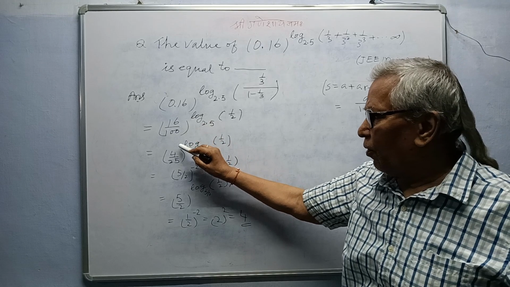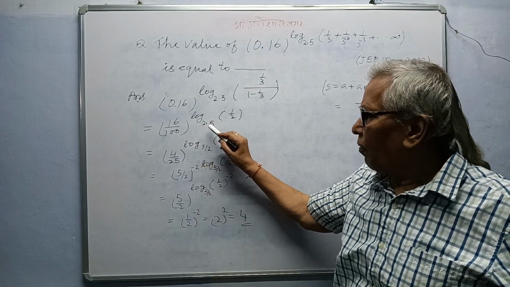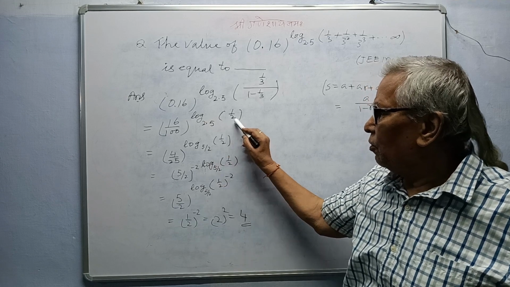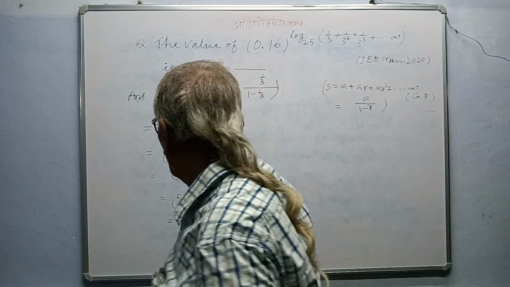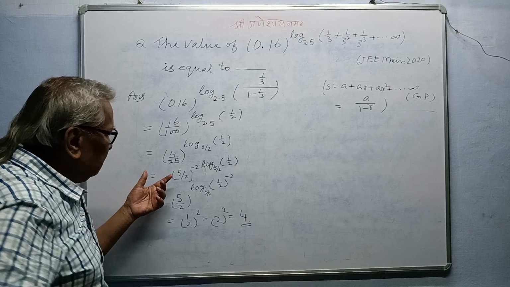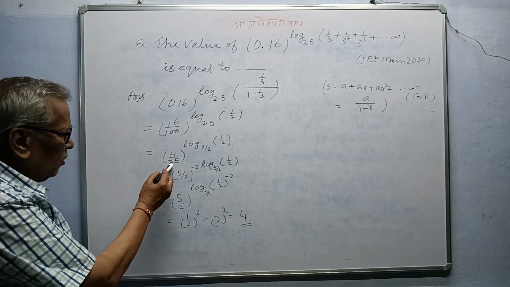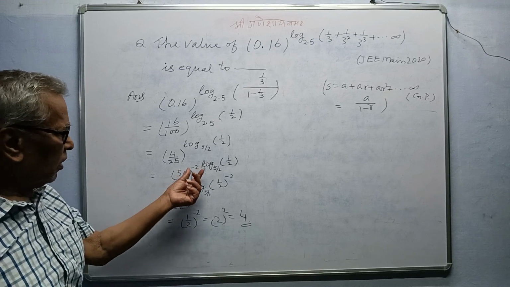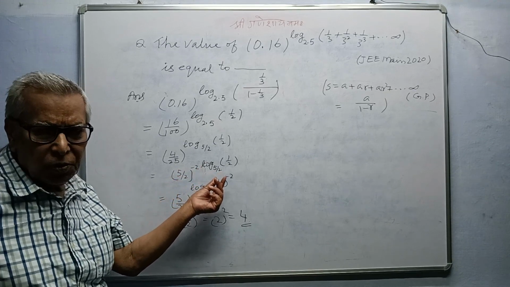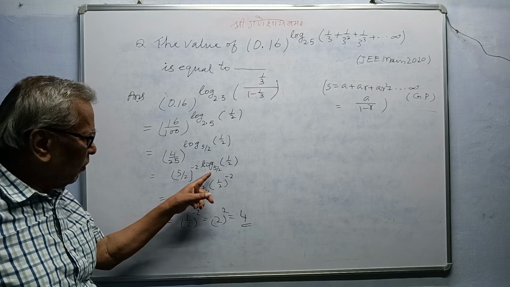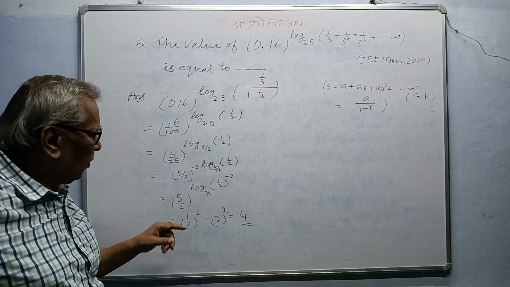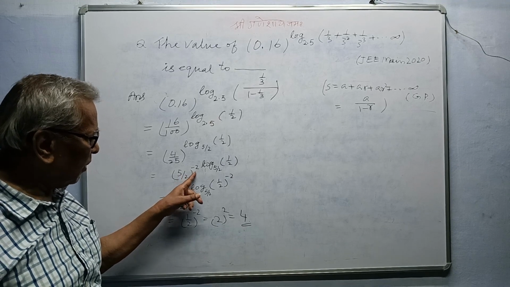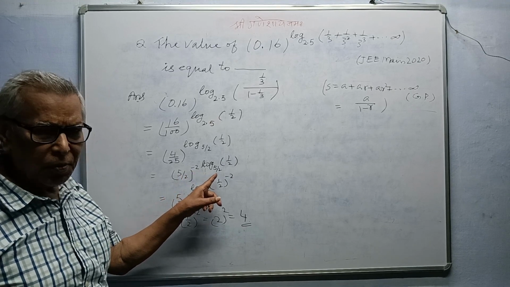Log base 2.5 is equal to base 5 by 2. This is equal to (5 by 2) to the power minus 2, because here we see the base is 5 by 2, so we want to write it in the same form. So this is 2 by 5. So we can write it as (5 by 2) to the power minus 2, log to the base 5 by 2 of 2 by 3.